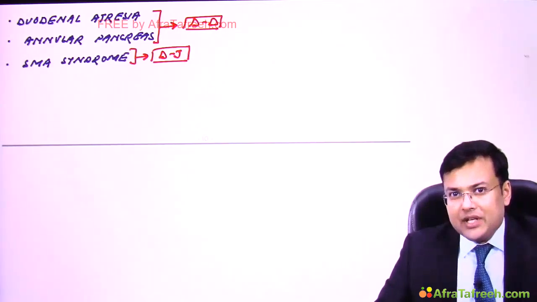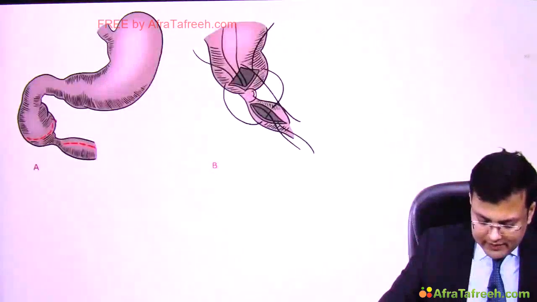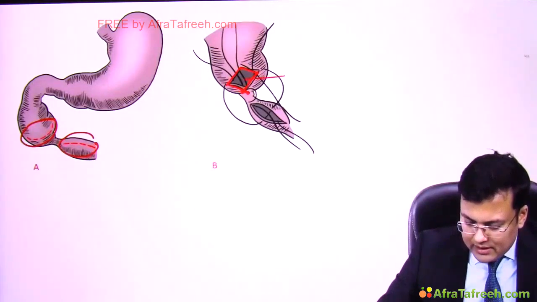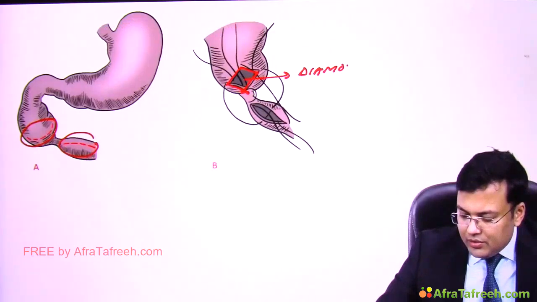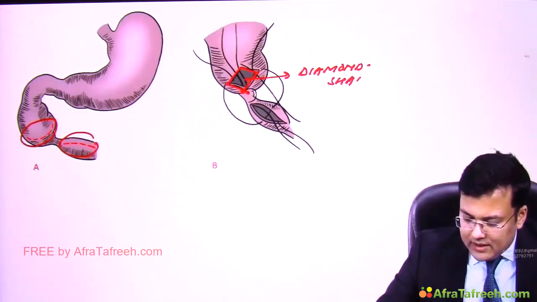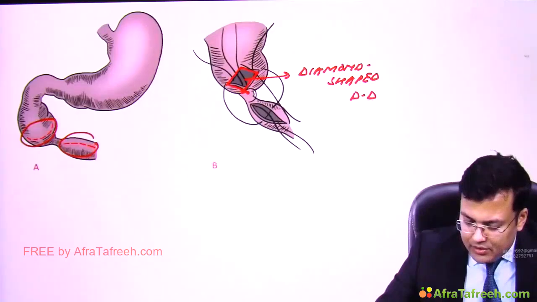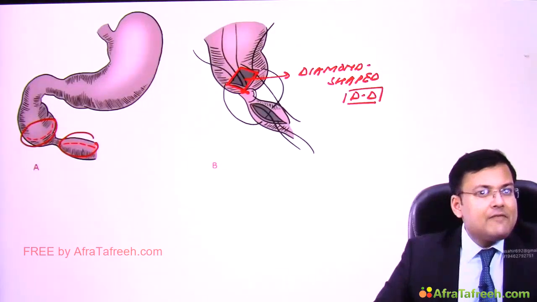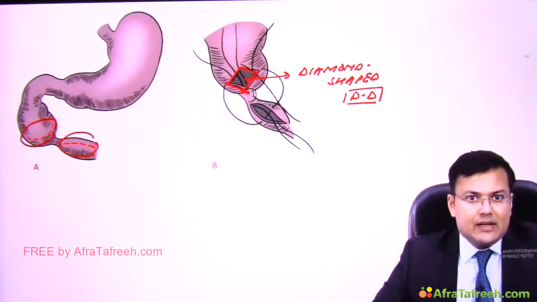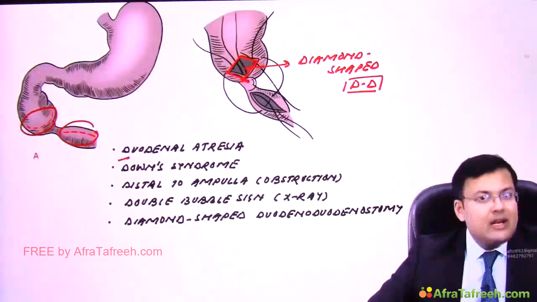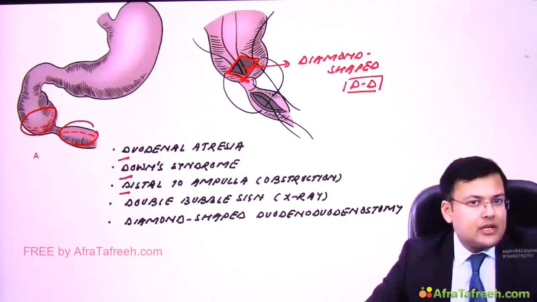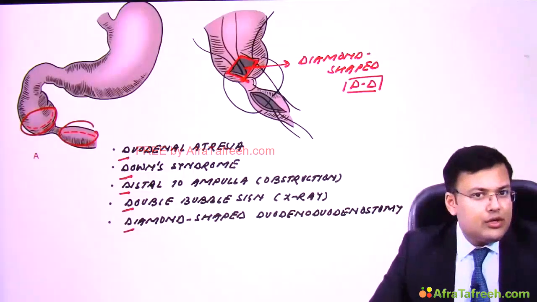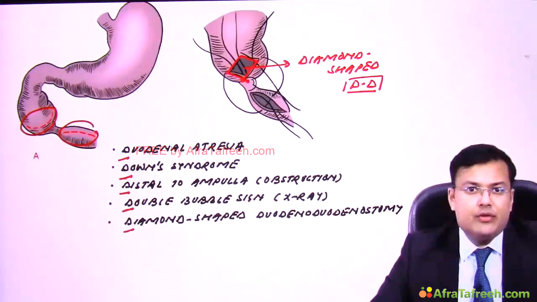In duodenal atresia, what kind of duodeno-duodenostomy is done? It is diamond shaped. See how it's done? Here you can see we give incision in the proximal and distal end, and this is diamond shaped duodeno-duodenostomy, which is the treatment of choice for duodenal atresia. There are 5 D's associated with duodenal atresia. Duodenal atresia, Down syndrome, obstruction distal to ampulla, there is double bubble sign, and diamond shaped duodeno-duodenostomy.